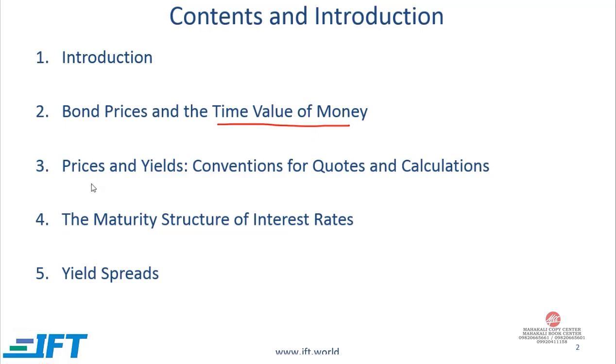Section 3 deals with conventions for quotes and calculations. Here we will look at the conventions for long-term bonds, money market instruments, and so on. Section 4 deals with the maturity structure of interest rates. Here we will talk about the spot rate curve, the yield curve, the par curve, and the forward curve. And finally, we will talk about yield spreads such as the Z spread and the option adjusted spread.